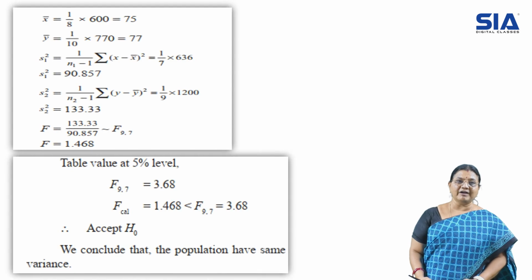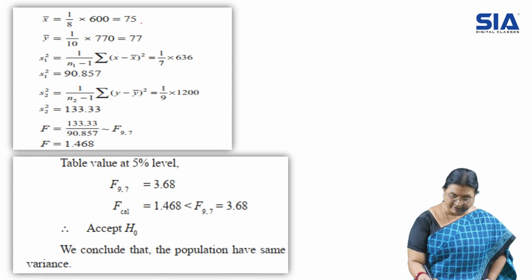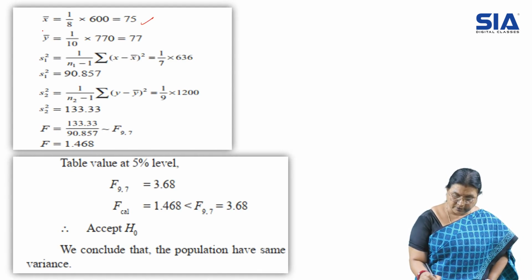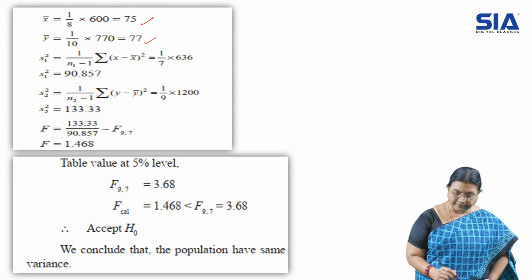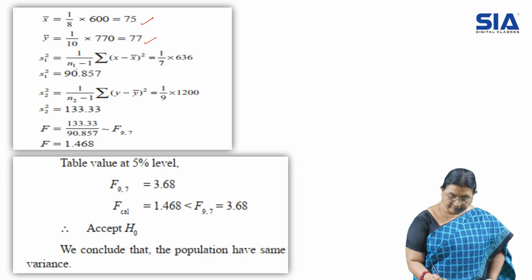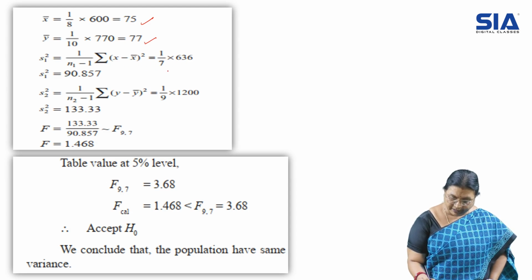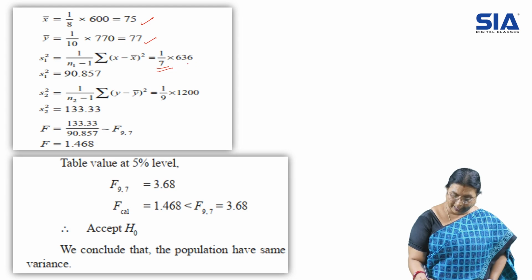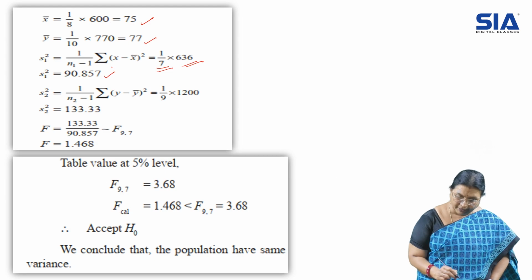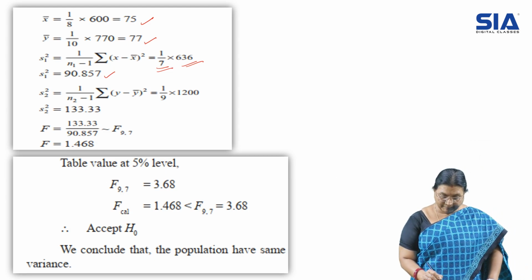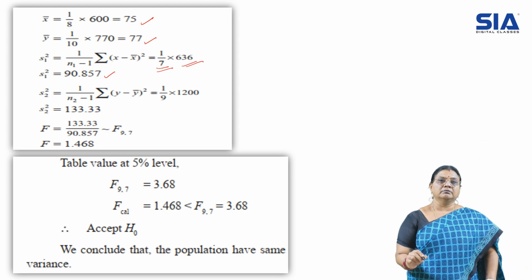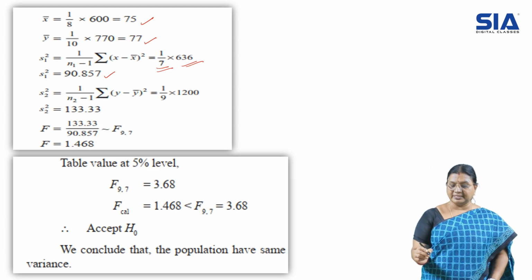Now let us substitute the values. As I told you, the average is 75 for x, that is x bar, and 77 is the mean for y, which we call y bar. Then the variance is 1 by n minus 1, where n is 8, so 7, into 636, the sigma x minus x bar squared. We have substituted, and the variance is 90.857. Then coming to the table, the level of significance is 5%.